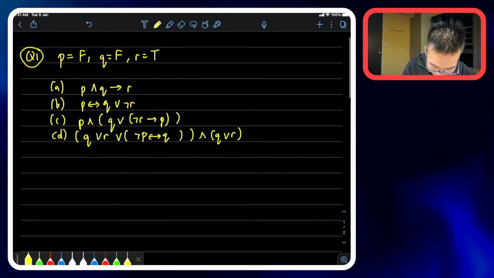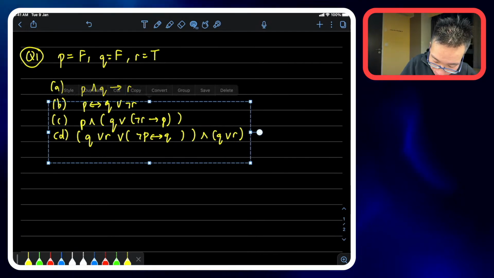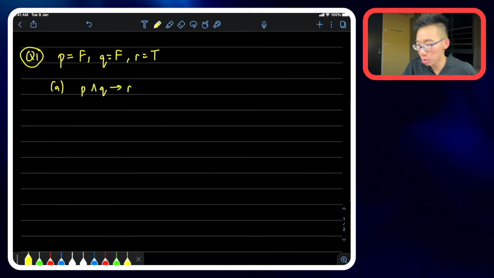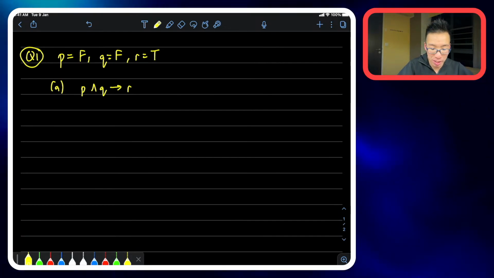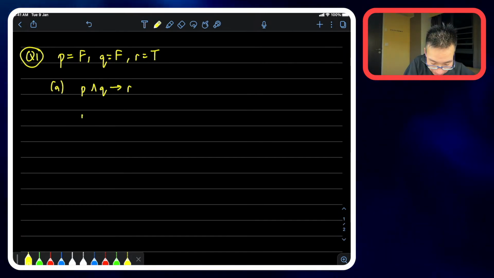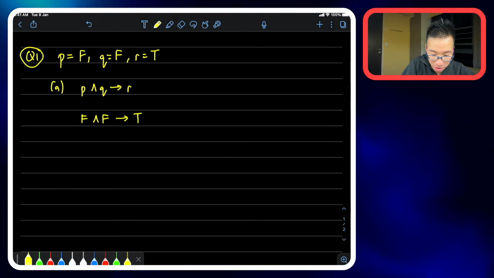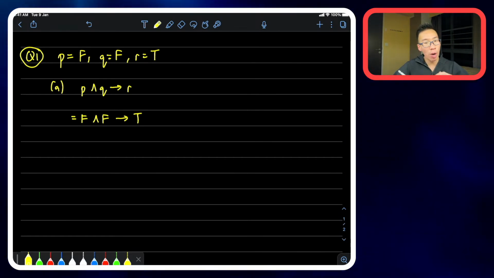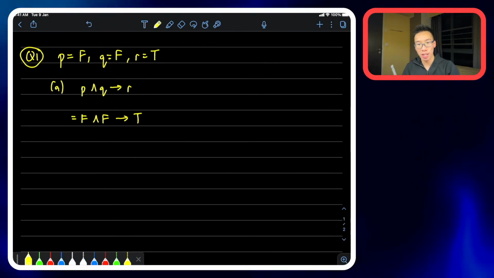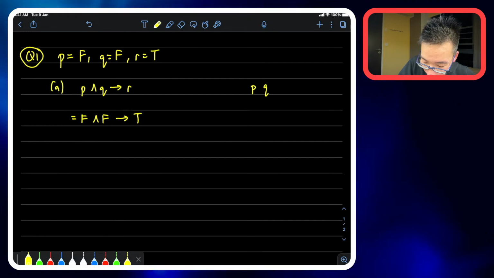So for part A, I'm going to erase all of this first. For part A, we need to look at whether this proposition is true or false. So the question tells us that P is false and Q is false. So we can make the substitutions. We know that R is true, so let's substitute that. And we are well aware that when we take the conjunction of false and false, we will get false, because that's what it means to have a conjunction.